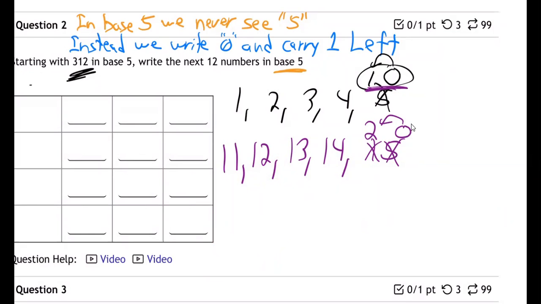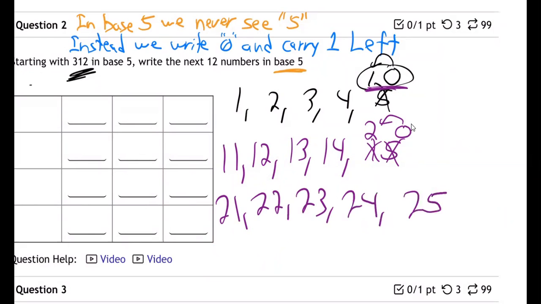All right, and then we just keep on going. 2, 1, 2, 2, 2, 3, 2, 4, 2, 5. But again, we can't write a 5. What do we do? 0 and carry, so it becomes 3, 0, etc. Are we good there?